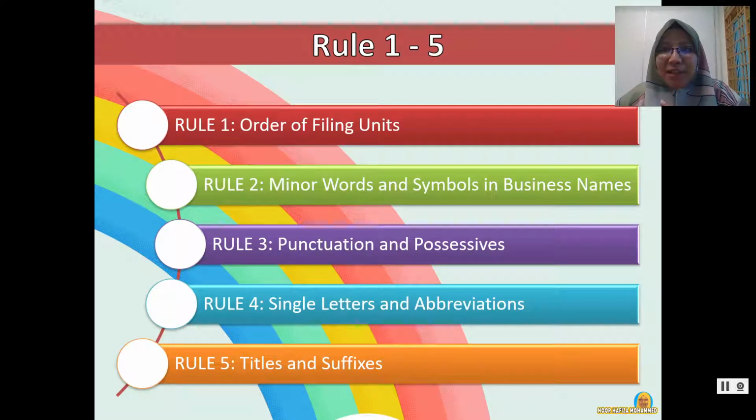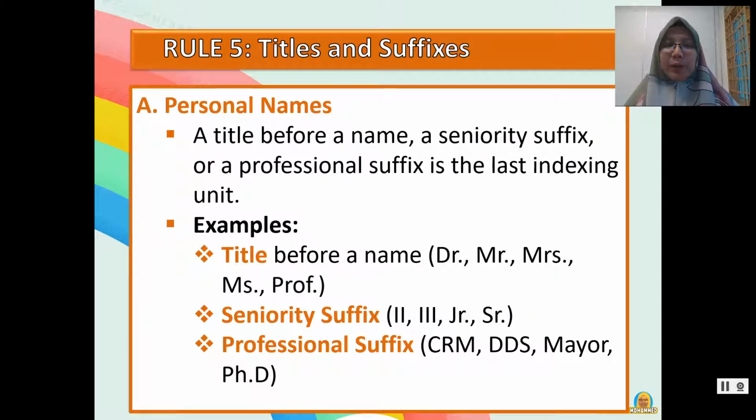Okay, hi there. We're going to proceed to the last rule, which is rule 5. We have completed rule 1, rule 2, rule 3, and 4. For rule 5, we are going to discuss titles and suffixes, for personal names and business names.